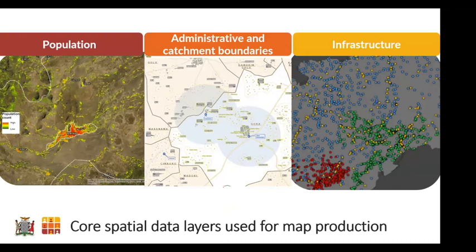In terms of what went into the maps, we took in key layers such as the population and settlement extents. We added catchment boundaries that were developed by ACROSS, and we also added administrative boundaries of the districts that we got from the Ministry of Lands through the NSDI. We also added core infrastructure layers such as schools, churches, key points of interest, as well as roads, so that health facility staff would be able to orient themselves in the maps.